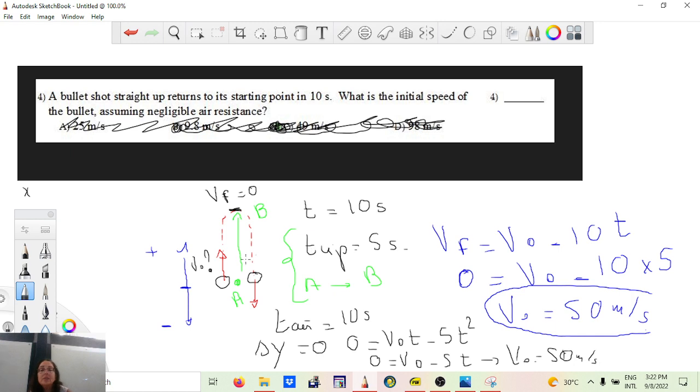So the idea is to decide what is your A, what is your B. If you consider the whole motion, displacement is zero. If you consider half of the motion, then this is your initial position, that will be your final position. Okay? Why did I not square? Oh no, because you see you have a T here, so I'm skipping a step, but what you can do here is to factor out the T.